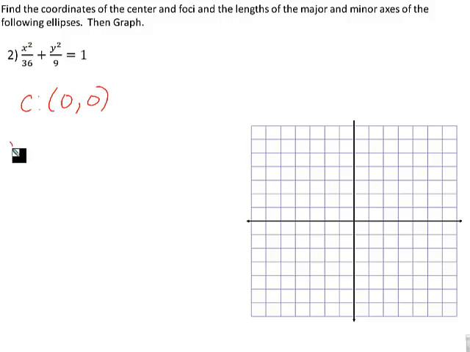So our major axis is 2a. So if a squared here is 36, what would a have to be? 6. So what would be 2a? Yep, 12. So our major axis would be 12.